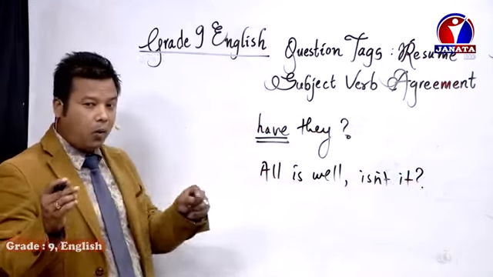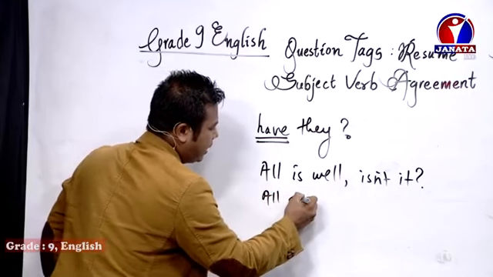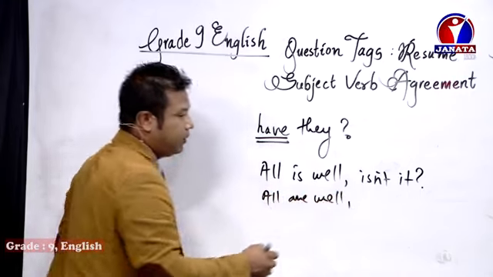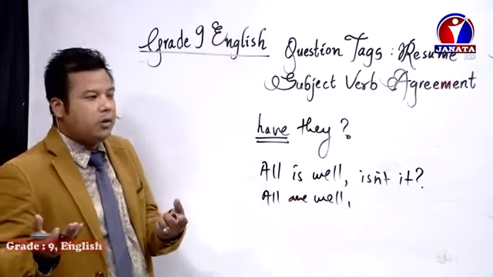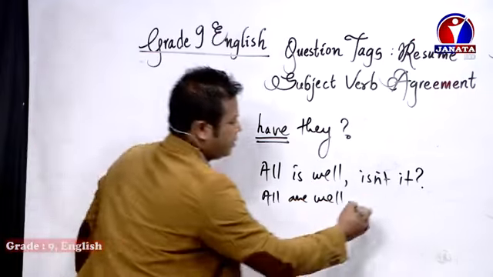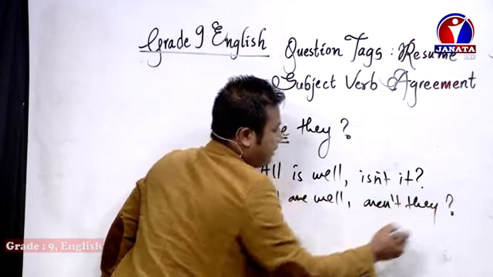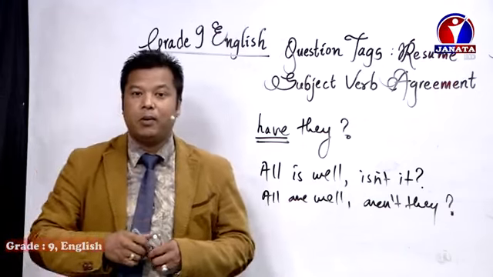Why do you consider all singular representing things? But can I also say something like all are well? If I am intending to introduce to you not the things but people, like all people, all are well. So maybe I would use aren't they? That's how things keep on changing.